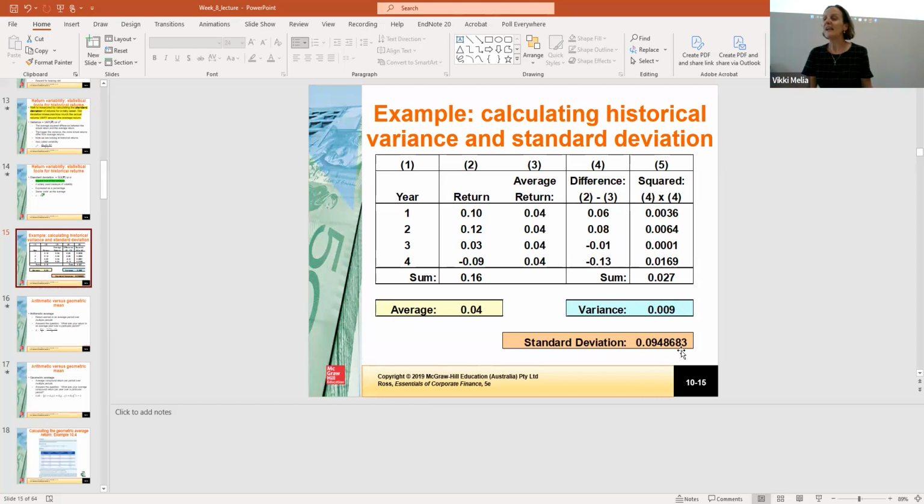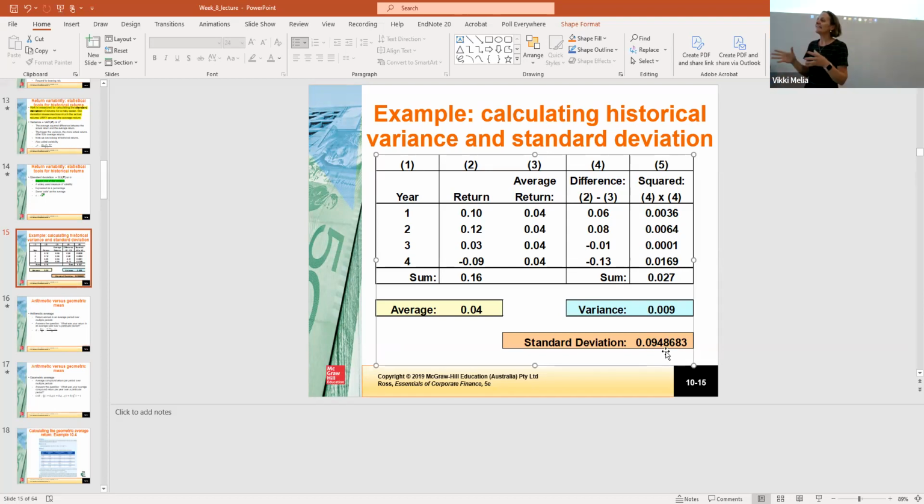So the standard deviation is normally expressed as a percentage. So the percentage in this case, we would express it and say it's 9.49% or 9.5%. The higher the standard deviation, the higher the risk for the asset. So a higher standard deviation means higher risk.